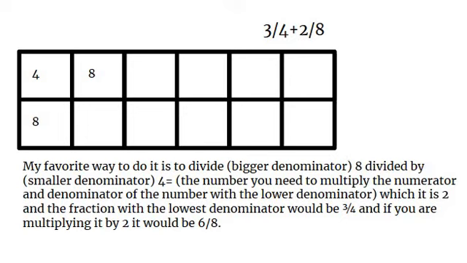That's a simplified problem. And the fraction with the lowest denominator would be 3/4. And if you multiplied it by 2, it would be 6/8. The way you do this is you multiply the numerator and the denominator by the same number. So 2 times 3 equals 6, and 2 times 4 equals 8.